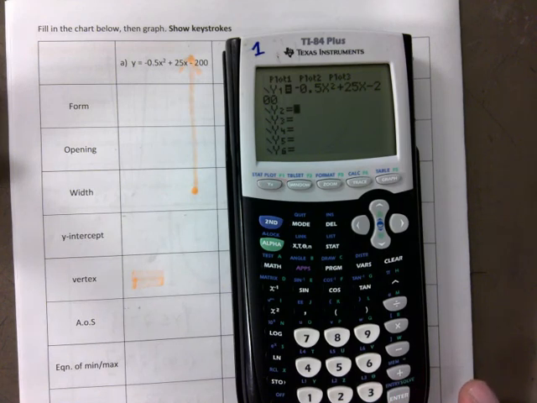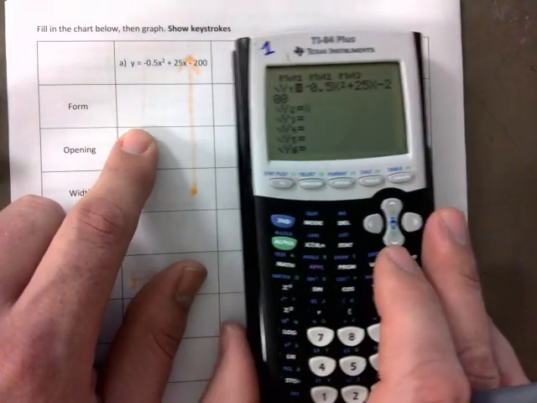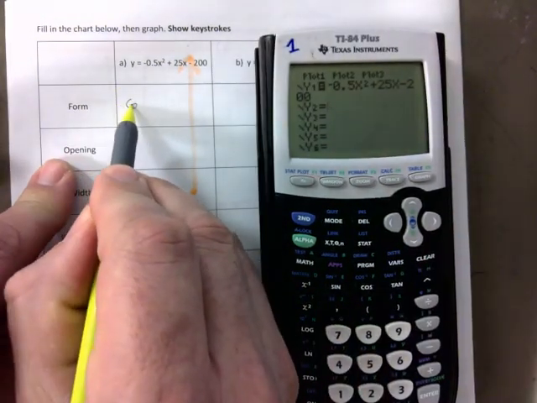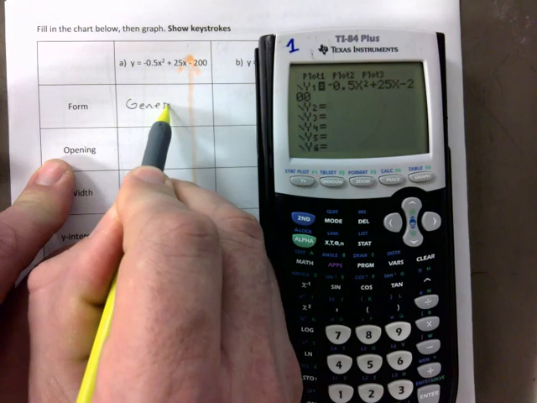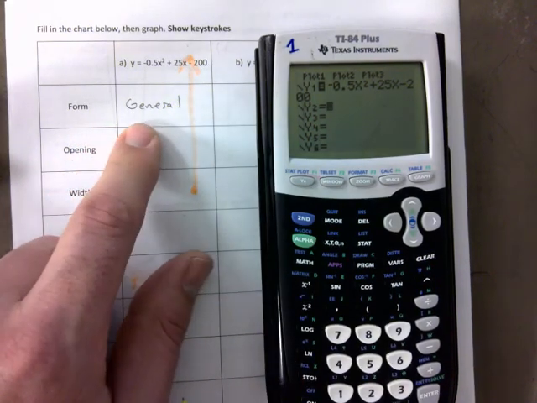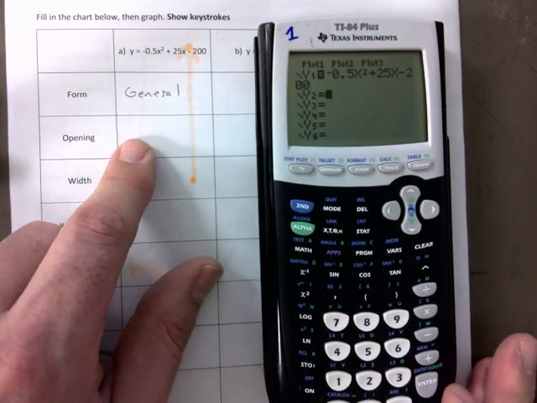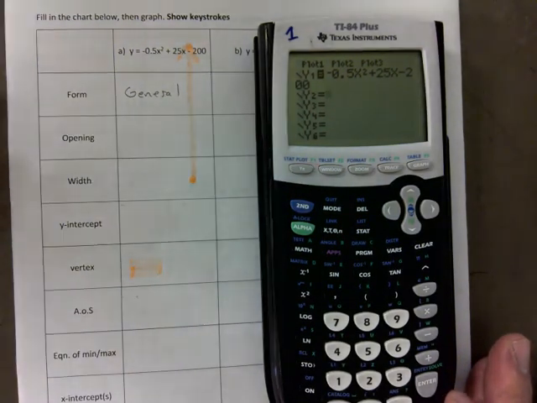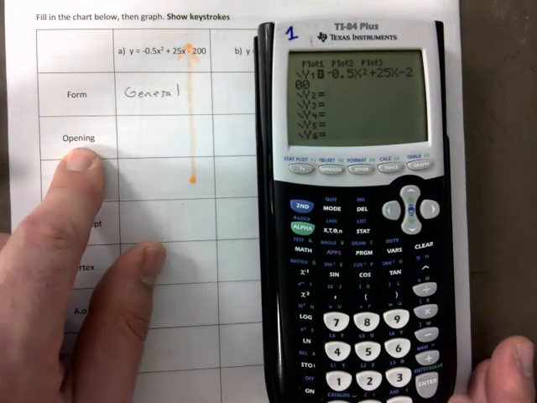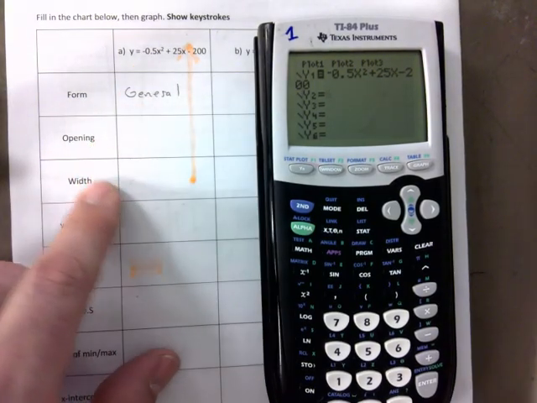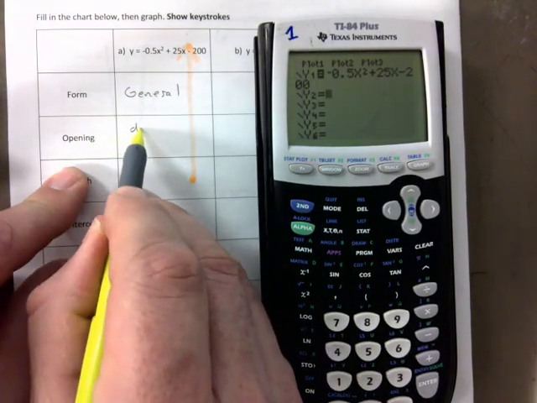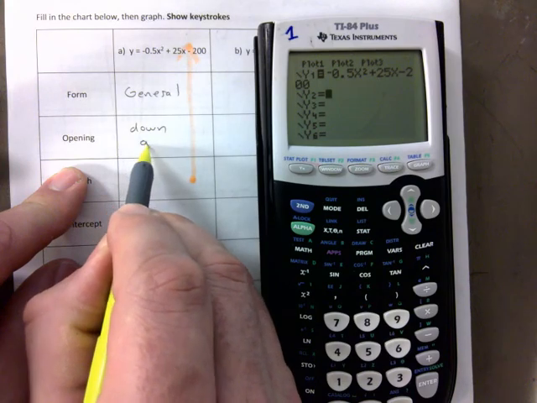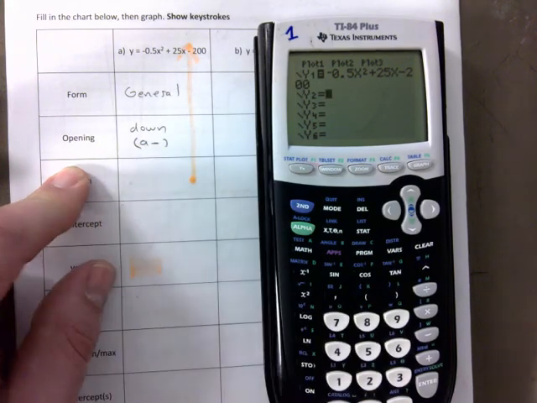Is this in general form? You bet. So I'm going to state that right away: this is in general form. Then do I know which way it's opening without the calculator? I do know that, because A is negative, so this will be opening down. And why is that? Tell yourself: because A is negative.